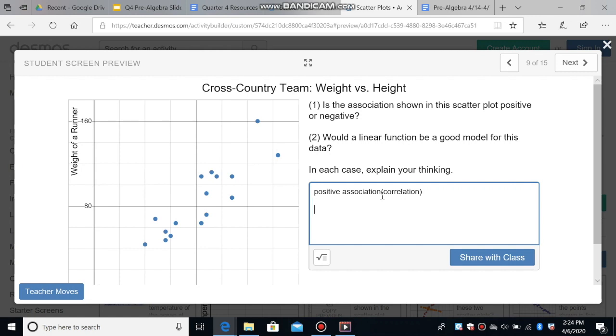Next it says, would a linear function be a good model for this data? If I look, the pattern looks like almost a straight line. I can imagine a line going through there. So yes, this would be a linear function to model this.